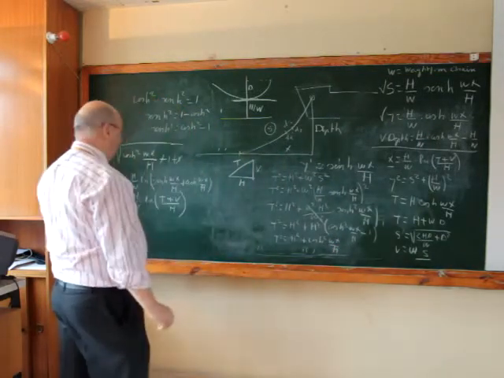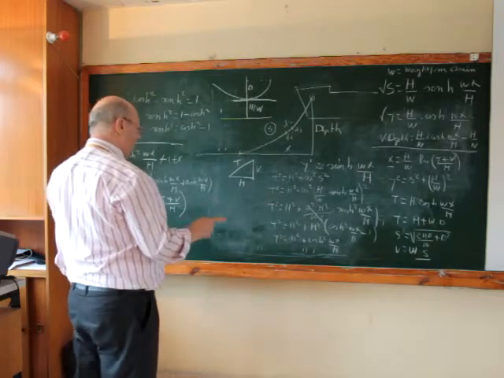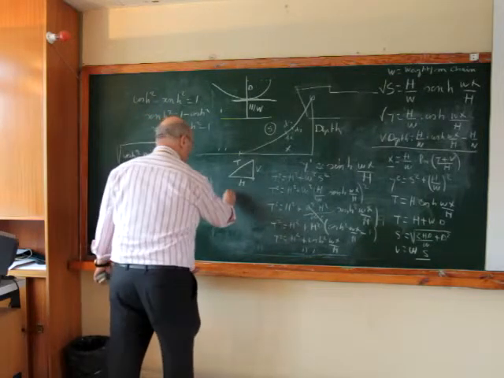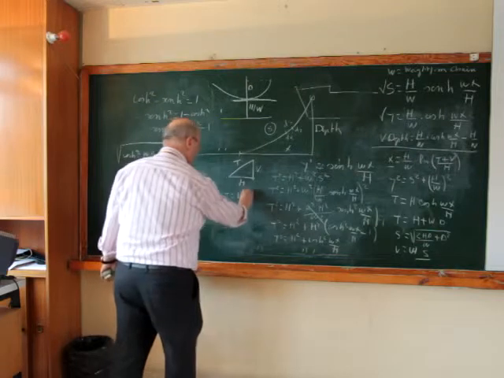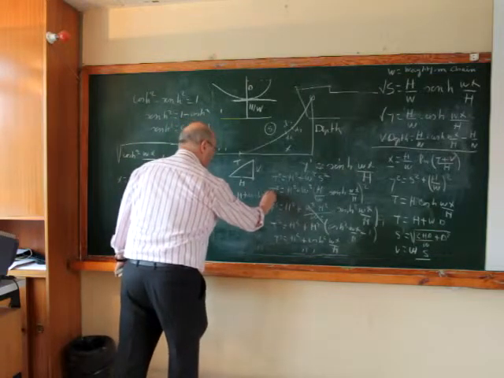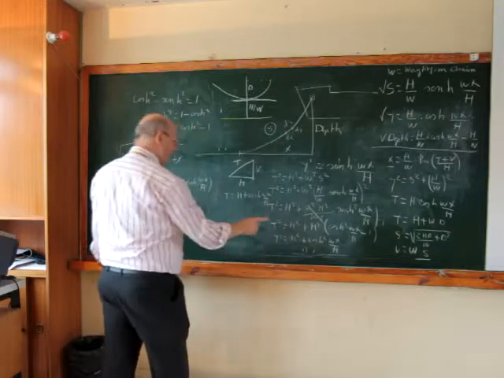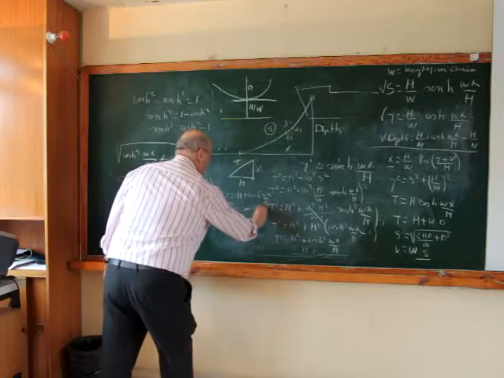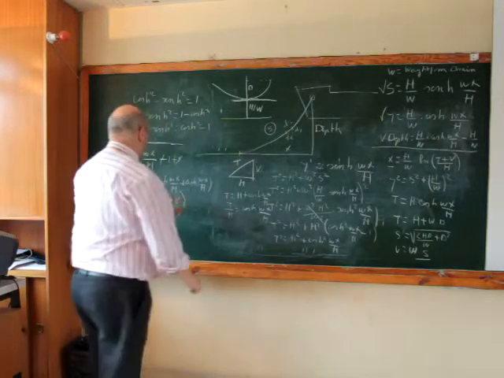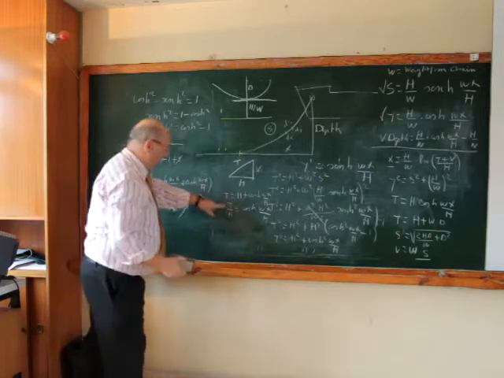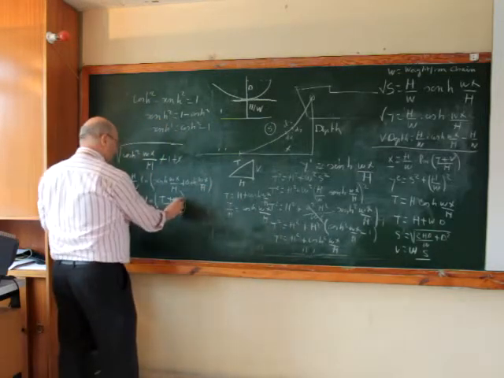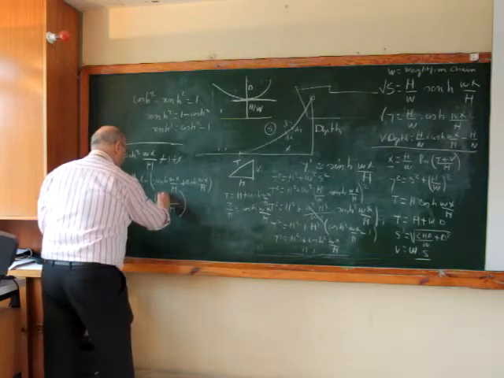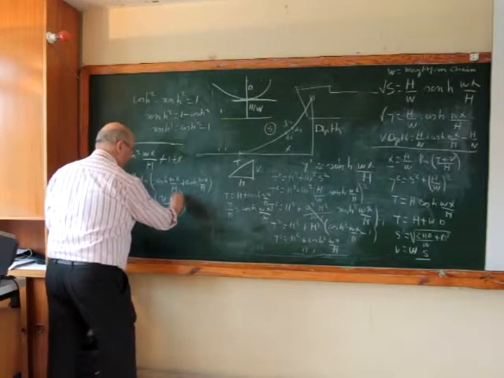So T is equal to H times the hyperbolic cosine of wx divided by h. So T divided by h equals this one. T divided by h is equal to this one. So we have T. We are going to use the same order. It will be probably easier for us.